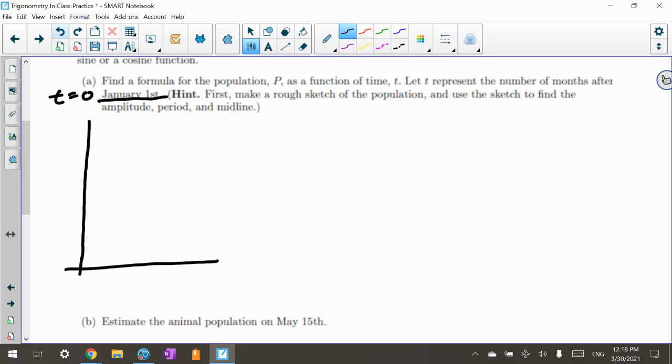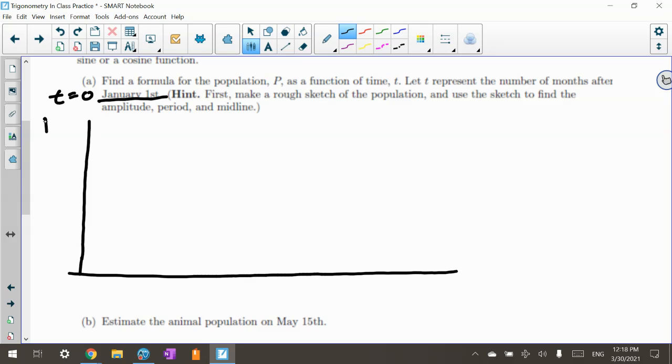So let me go on. I'm trying to make this look pretty, so I already angled it. So let's do this. Okay, so here's my population, the number of animals, and here is my time in months, because that's what they're talking about. So the first thing I want you to do is say, okay, 0 is going to be January 1st, because if you do it that way, there's no shift.